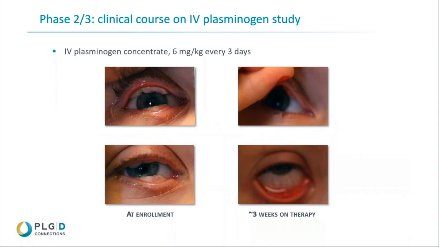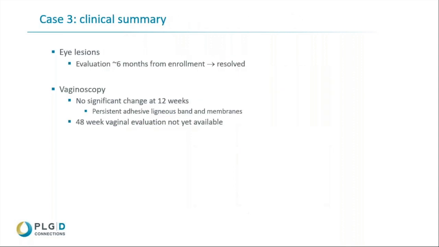After 3 weeks on IV plasminogen therapy, significant improvement with near resolution of lesions was demonstrated. After 6 months on therapy, ligneous lesions resolved with no evidence of recurrence. At 12 weeks of therapy, vaginoscopy did not reveal significant changes with persistent adhesive ligneous band and membranes, but on long-term follow-up, lesions gradually resolved.